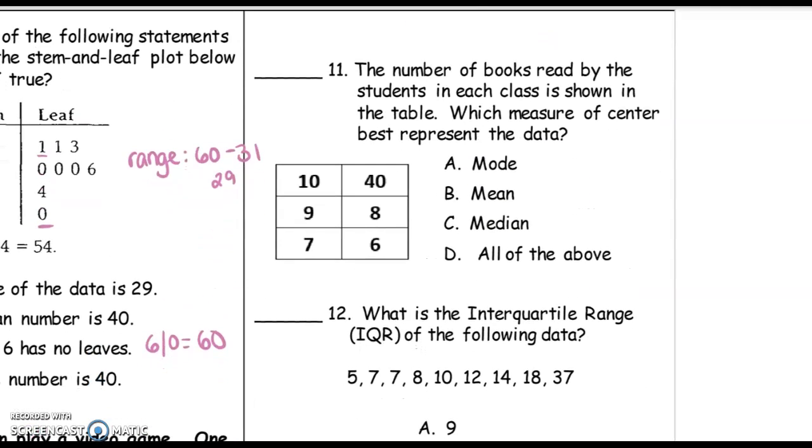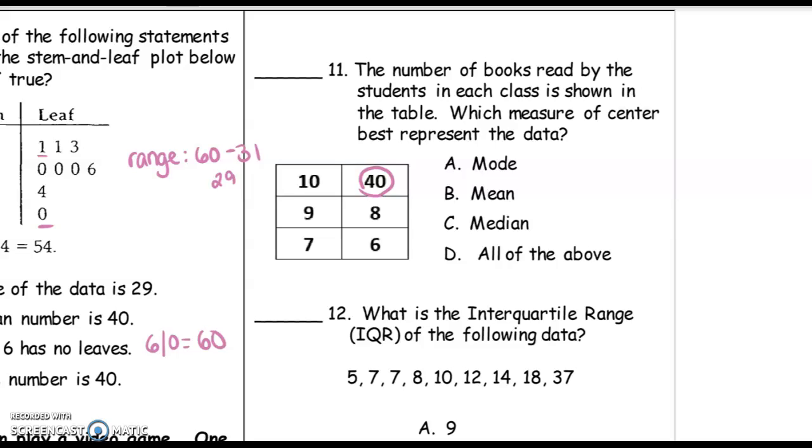So the number of books read by students in each class is shown in the table. Which best represents the data? So I kind of see an outlier here. See how you have an outlier of 40? That seems like a lot. So I have a feeling that the mean is going to be too high, but I can calculate that really quickly. So that's going to be 10 plus 9 plus 8 plus 7 plus 6 plus 40 divided by 6.